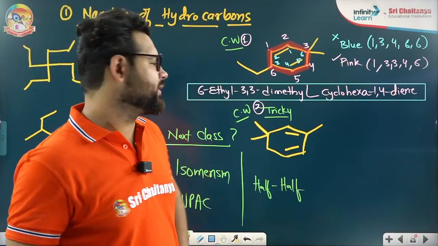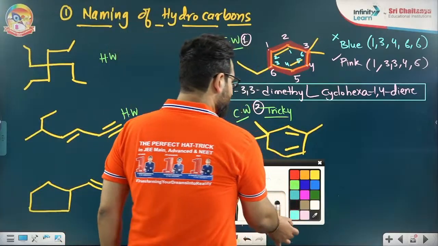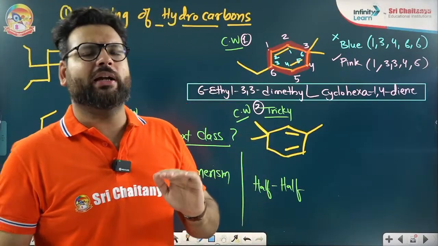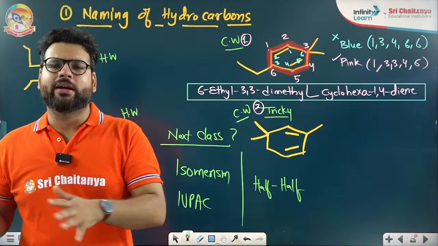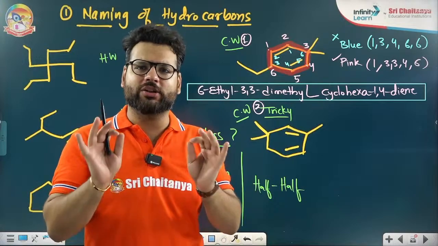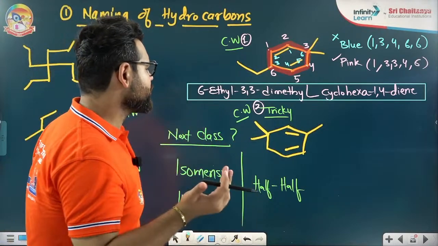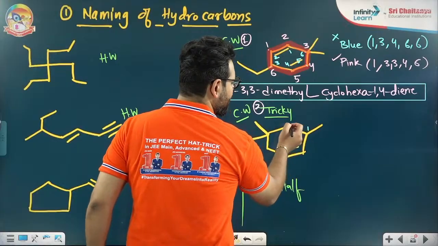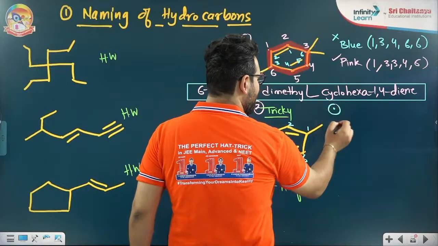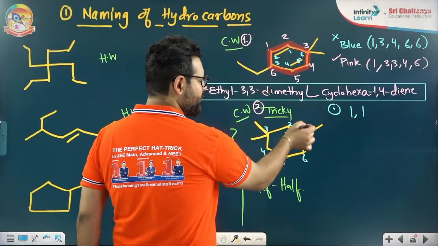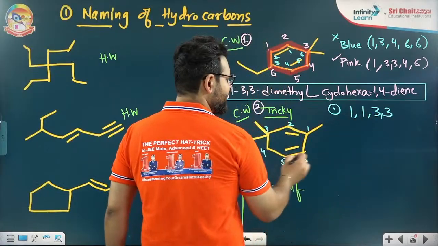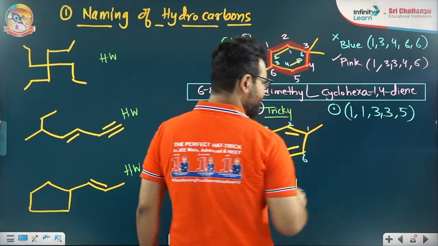Many of you will commit this mistake, thinking there is a rule called the lowest sum rule. Beta, there is nothing called the lowest sum rule. Never ever sum the locants. That is not correct. Some people have this wrong notion: I will number from here, 1, 2, 3, 4, 5, 6. Then the locants with the blue numbering are 1, 1, so 1 methyl, 1 alkene also, 3, 3, and then 5.